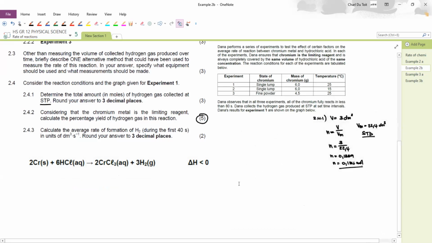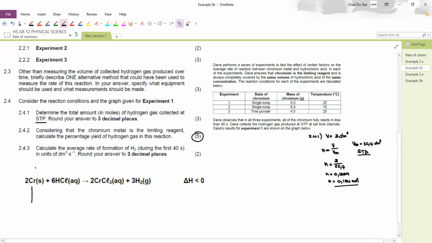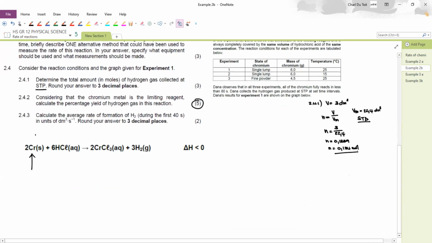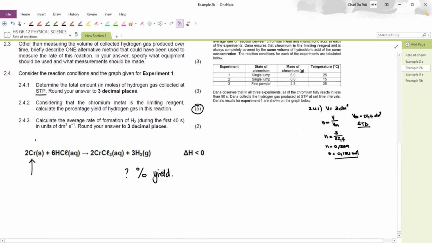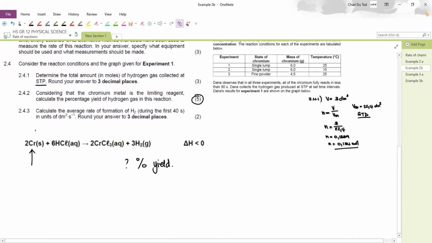Right, the question is, consider that the chromium is a limiting reagent. Okay, that's true. That was from the beginning. They told us that. Calculate the percentage yield of hydrogen gas. Which reaction are they talking about? Because we're using 4.5 grams in the one reaction and 6 grams in the other one. Okay, all of these, sorry, I misread that. All of these are for experiment 1. And that's 5 marks. This is normal stoichiometry, normal mole sums.